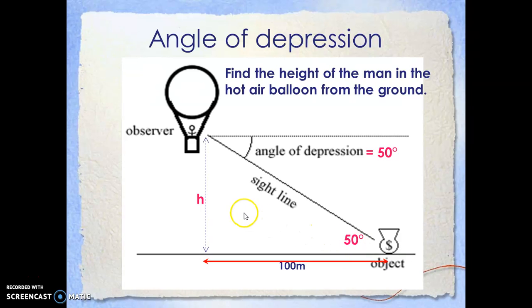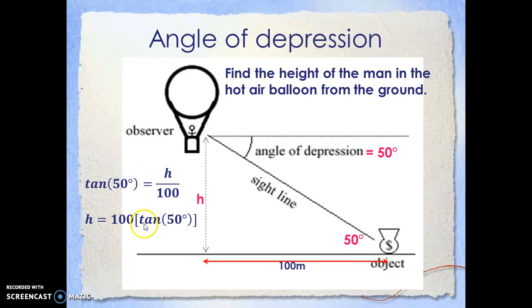So now, how to get the height here? So remember again the SOHCAHTOA. So we get tangent 50 degrees equals the opposite, which is h, over the adjacent, which is 100. So to get the height here, we just multiply tangent 50 degrees and 100. So we get approximately 119.18. So therefore, the height of the man in the hot air balloon from the ground is 119.18.